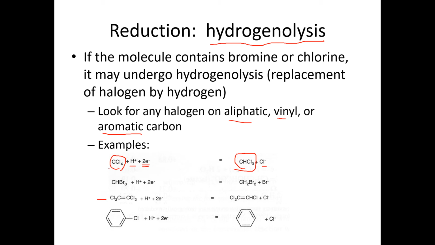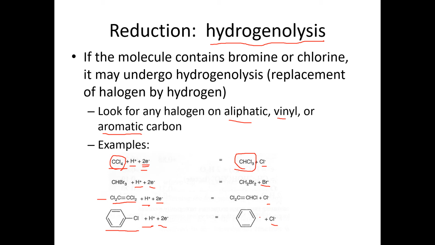So this is an aliphatic chlorinated compound. This is a vinyl chlorinated compound, a vinyl chloride, and this is an aromatic chloride, and it also can get reduced. In this case, you're looking at chlorobenzene being reduced down to benzene. In all of these cases, you've got 2 electrons changing hands, and you're adding a proton, and the leaving group is leaving as an anion: bromide, chloride, chloride.